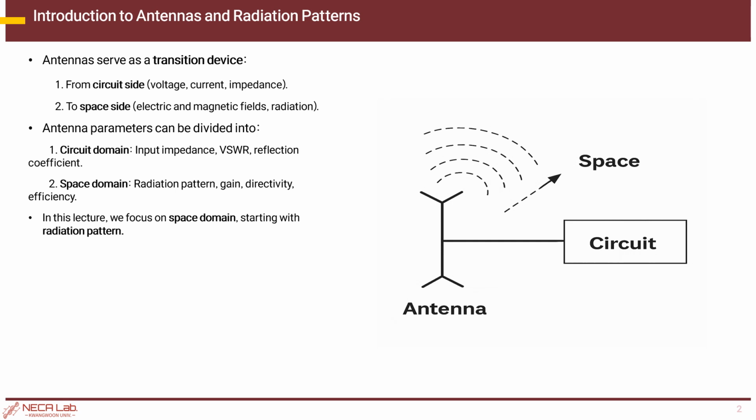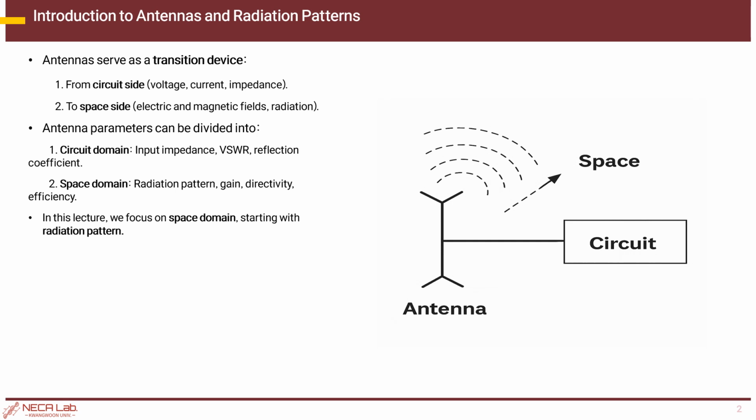An antenna acts as a transition device. It connects the circuit world with the space around us. On one side, we deal with voltage, current, and impedance. This is the circuit side. On the other side, the antenna radiates electric and magnetic fields. This is the space side.